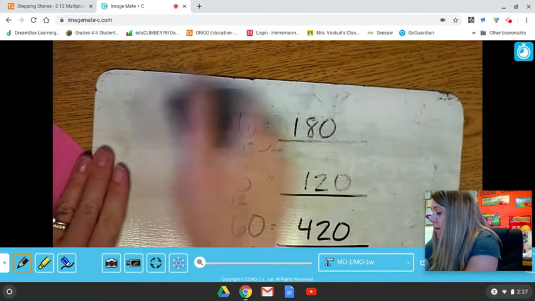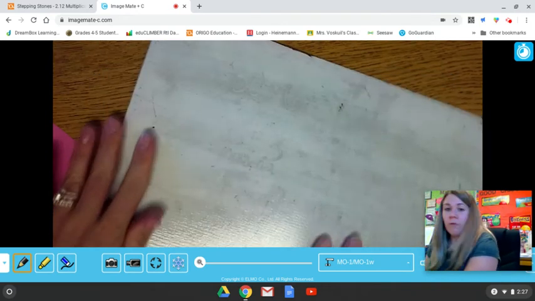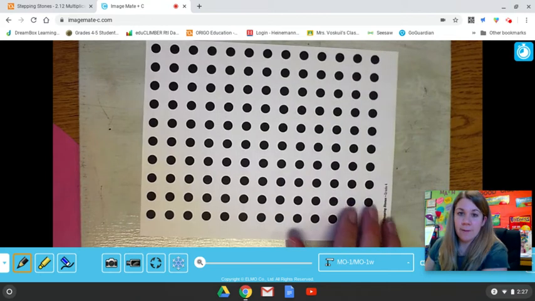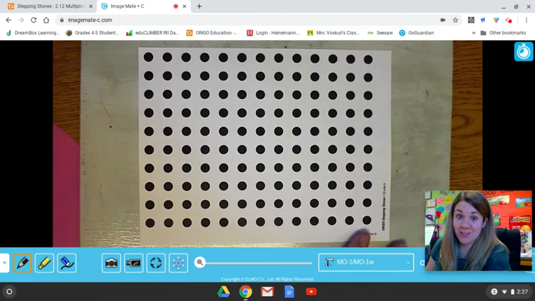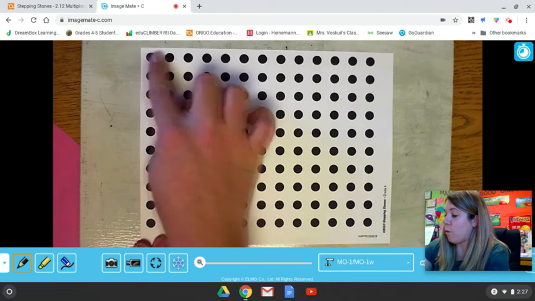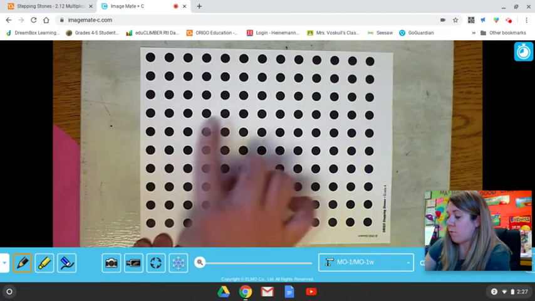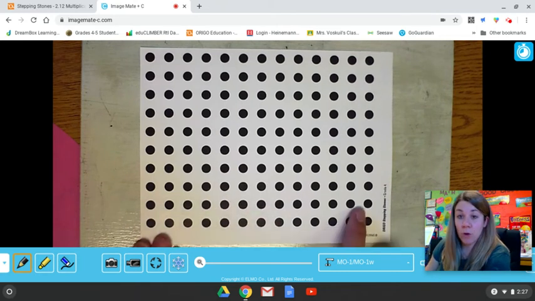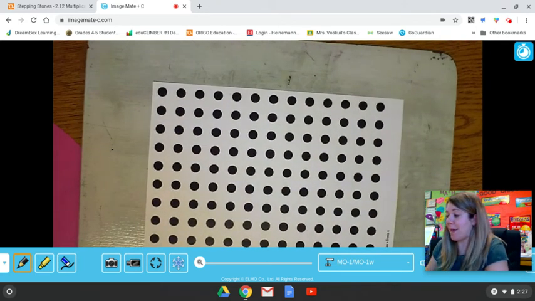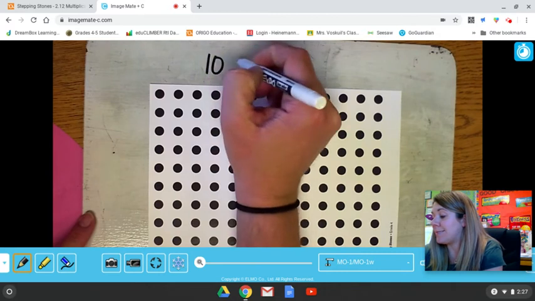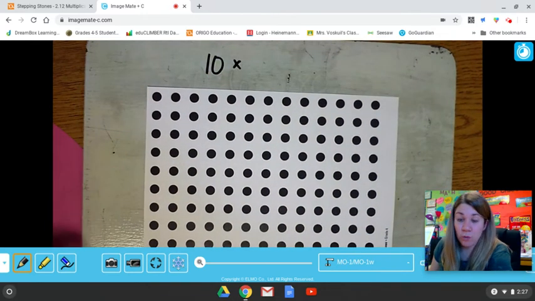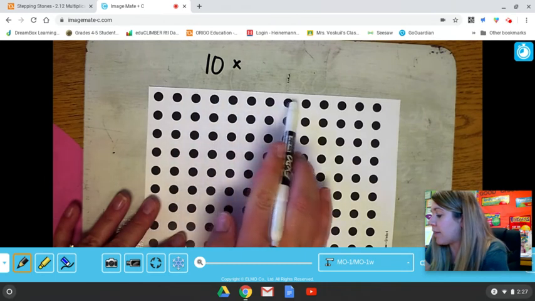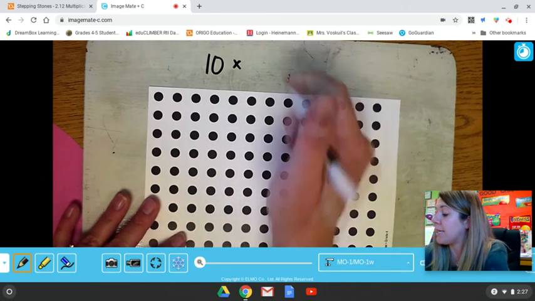I'm actually going to keep this here, and I'm just going to erase it. All right, I have here an array, a lot of dots, as you see. I have 1, 2, 3, 4, 5, 6, 7, 8, 9, 10 rows, right? I'm going to write that at the top of my board here. 10. I have 10 rows, 10 groups. And in each group is 1, 2, 3, 4, 5, 6, 7, 8, 9, 10, 11, 12, 13.